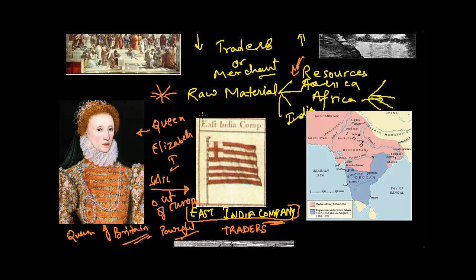And as the name suggests, or rather as they gave the name East India, they wanted the eastern part of Europe. They wanted to explore this because in the other part they had some Western traders there. So what happened?